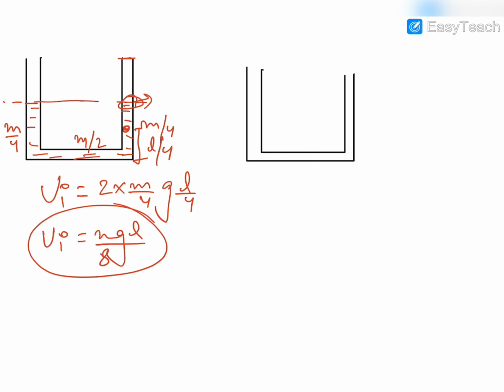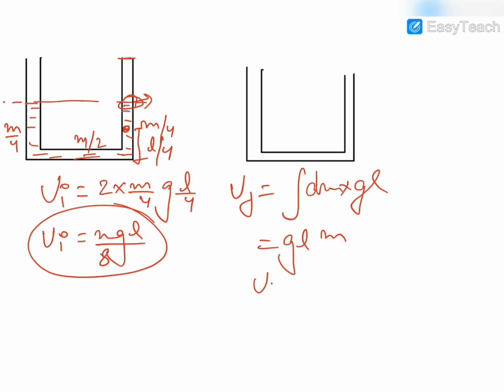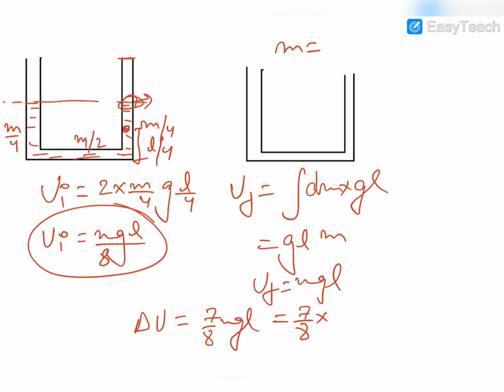So the final energy of each dm will be at this position, and it would be dm into g into L. So U final will be equal to integration of dm into g into L, and g into L is constant, so integration of dm will be m. So U final will be equal to mgL, and obviously delta U will be equal to 7 by 8 mgL.